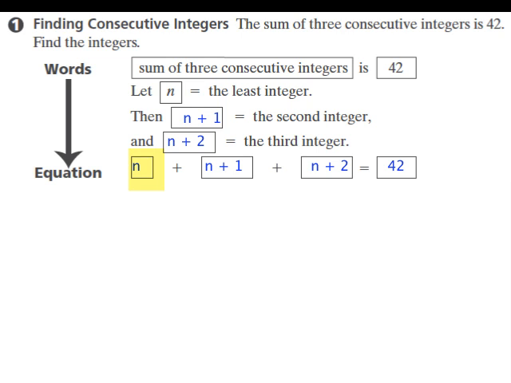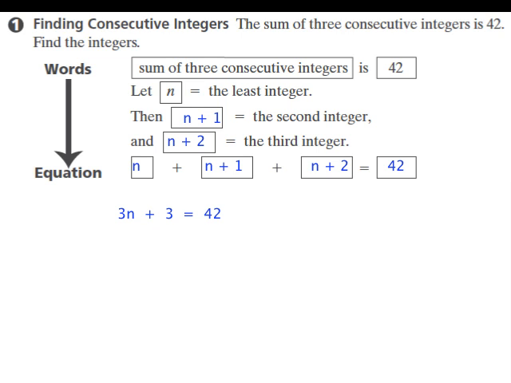We have n plus n plus n, which is 3n. Then we also have 1 plus 2, which is 3. So we have 3n plus 3 equals 42. Now, that's an algebra equation that you can solve.